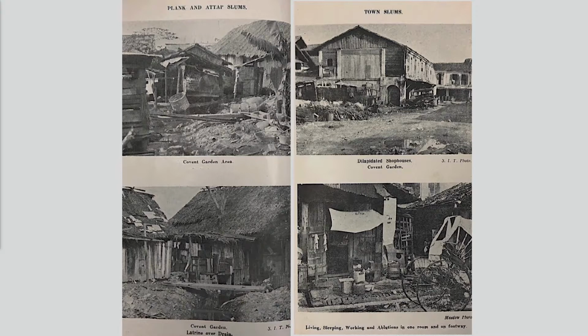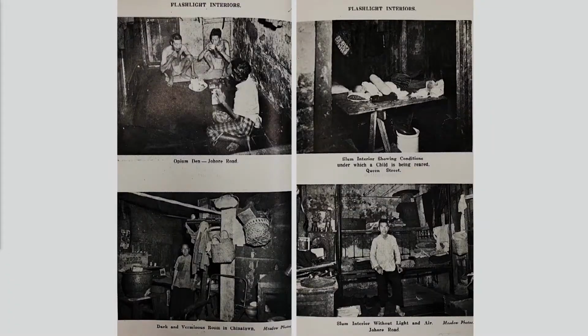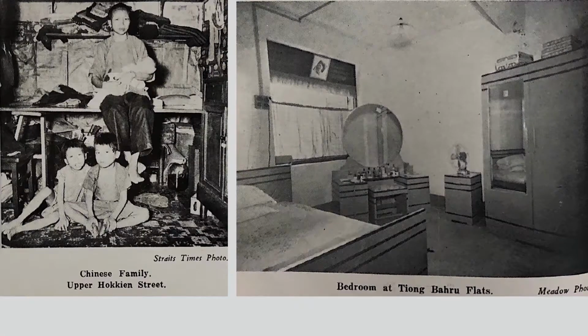And this is what the condition was like at that time. More than the urban condition, the people living in there: the opium den, the slum interior, the dark room in Chinatown, and so on. So this is the contrasting image of SIT. Of course, this was real at that time. But to contrast this with the image of really very clean, modernist living.